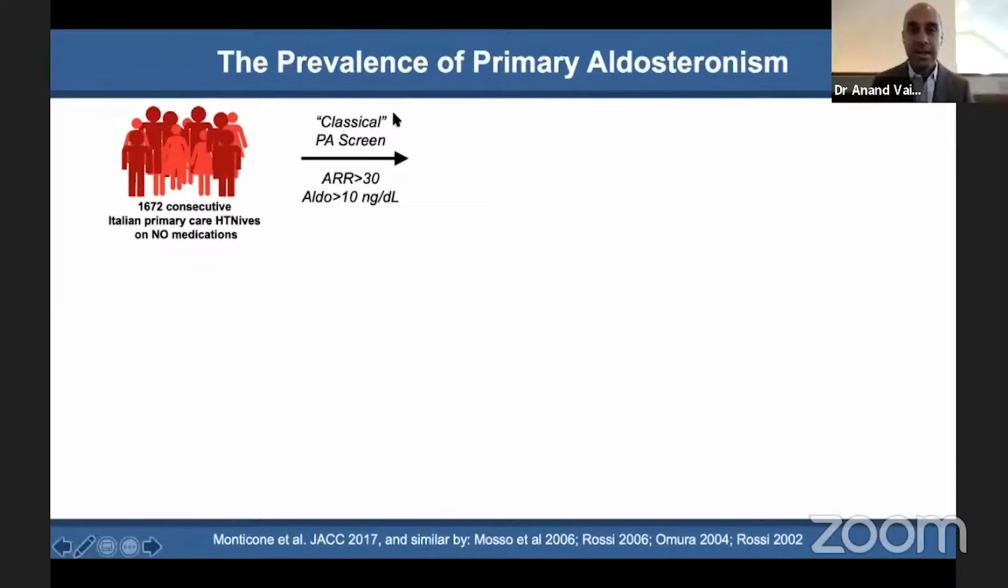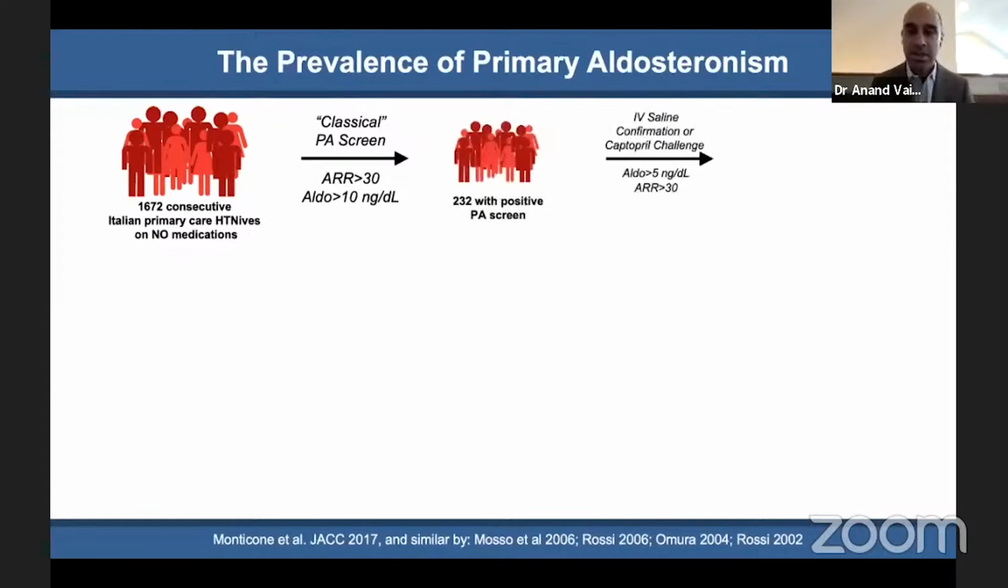And in this study, they said anybody with an aldosterone renin ratio greater than 30 and an aldosterone level greater than 10 nanograms per deciliter is a positive screen. This is the rule they applied: positive, negative, no middle gray area. If you had a positive screen, then you underwent a suppression test, either saline suppression or captopril suppression.